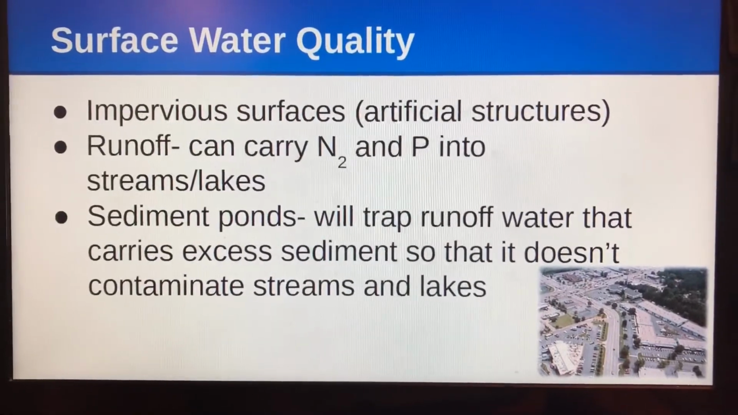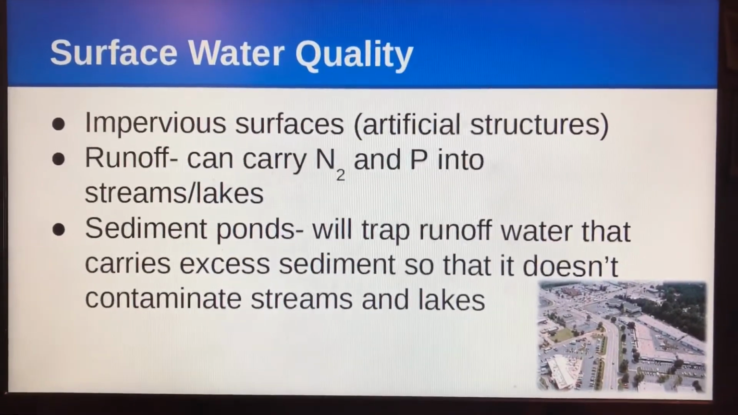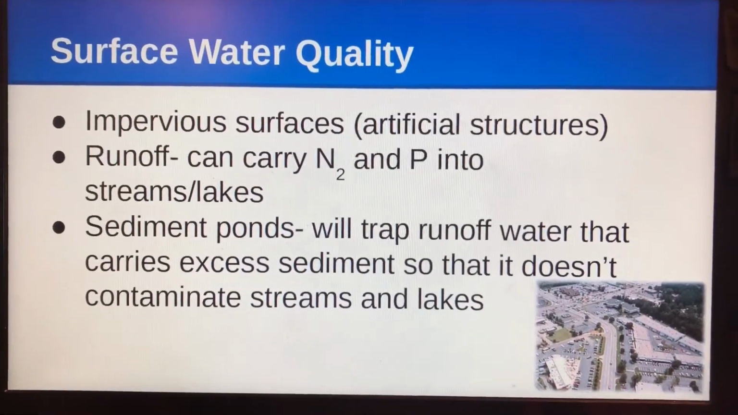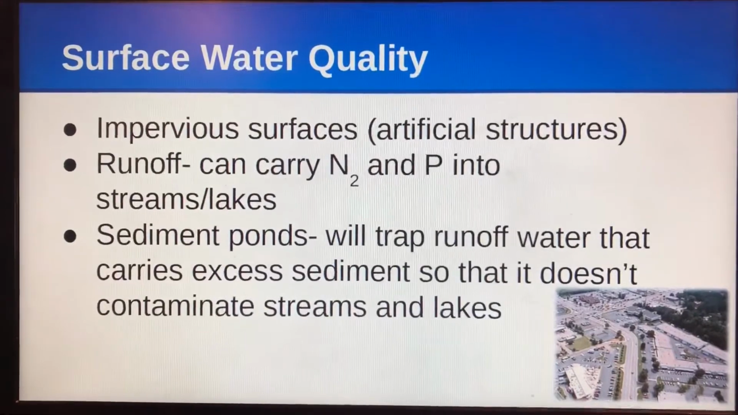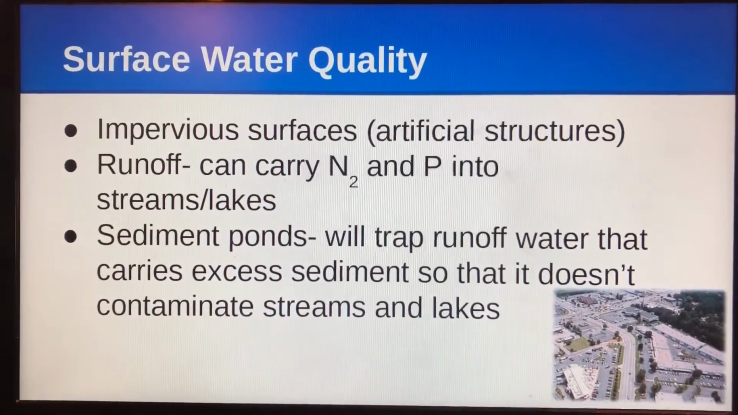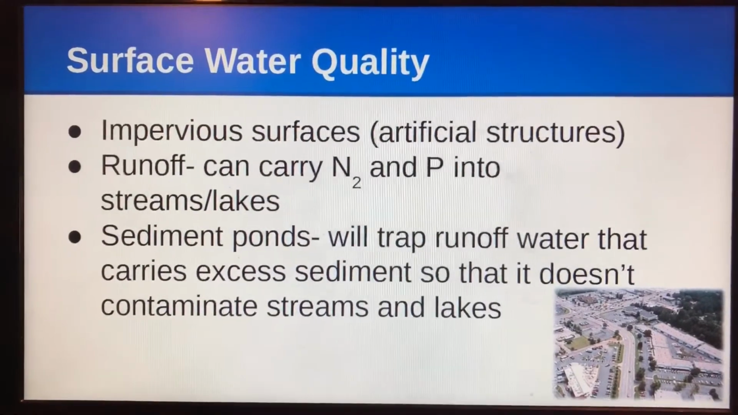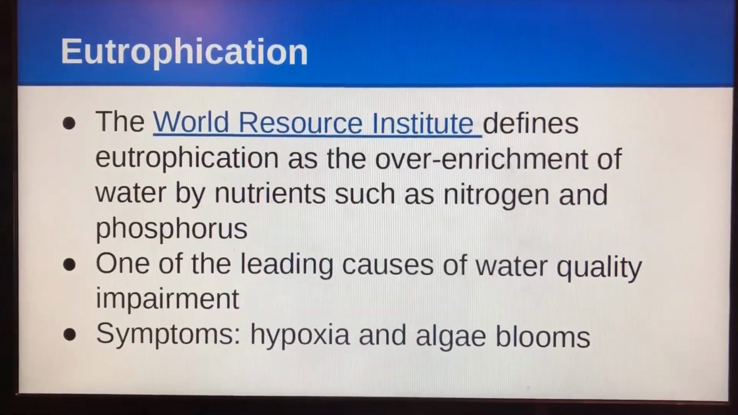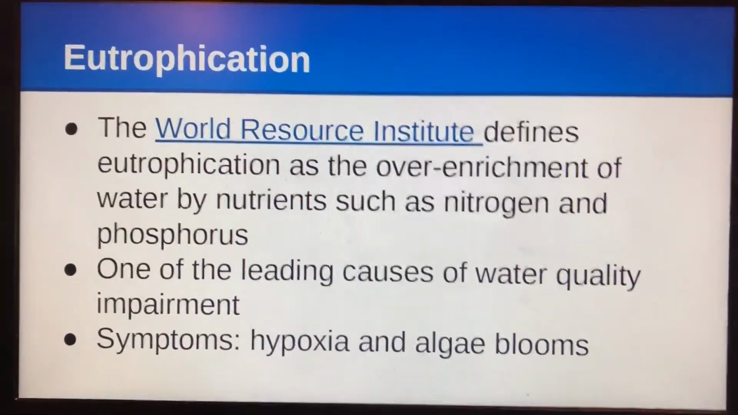Sometimes cities will build what are called sediment ponds, and these are specific ponds that will trap runoff water so that it doesn't contaminate the local streams and lakes. So that's one way that cities can manage their water quality pollution. All right, so that's what happens in cities.